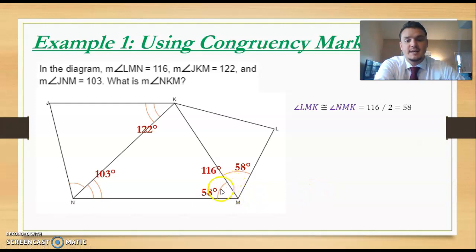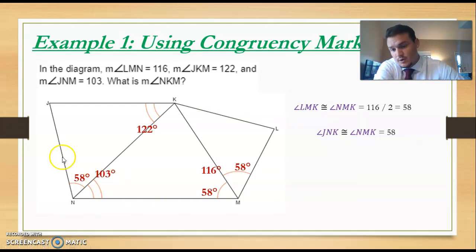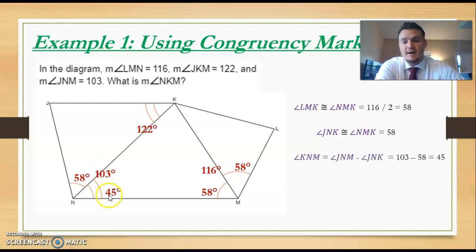Next up, because this has one arc mark and this angle over here has one arc mark, this angle over here has to be 58 degrees as well, because JNK is congruent to NMK. They're both 58. Now we can take this a step further. This whole angle right here, JNM, is 103, and the piece of it here is 58. So we can figure out this angle is 45 by doing 103 minus 58. This is the example of the angle addition postulate that we looked at in the previous lesson.